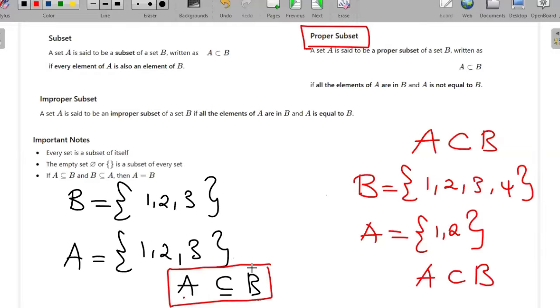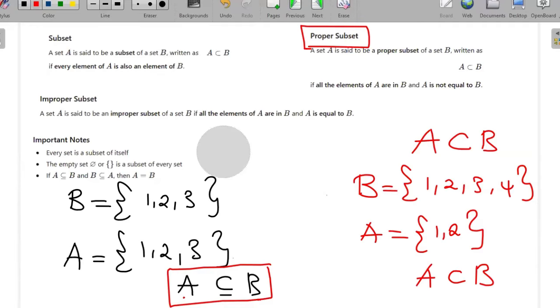So I hope you've gotten the difference between these. The improper means it contains everything in the other set, then we're going to call it an improper subset. And the proper one contains just some part of it, then it will be a proper subset.